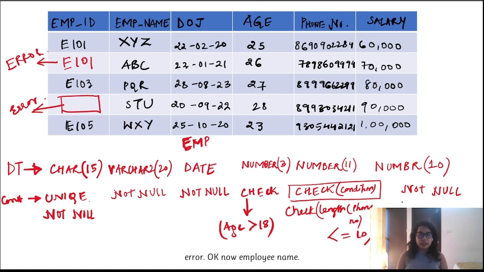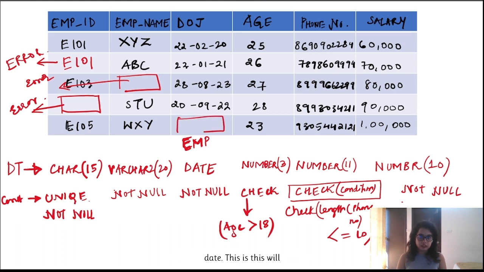Okay. Now, employee name. I have given a not null. Now, suppose I remove an employee name, so there's a null value here in the employee name. This will again throw me an error while inserting. Similarly, here, if I remove one of the dates, this will throw me an error, and it won't allow me to keep the value inserted here as null. Why? Because I have mentioned a constraint which is not null.